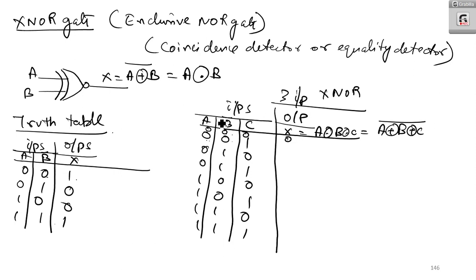Then I will do it that way. 0 XOR 0 is 0, and 0 XOR 1 is 1, and 1 bar is 0. Here, 0 XOR 0 is 0, and 0 bar is 1. So you will get 1 only.